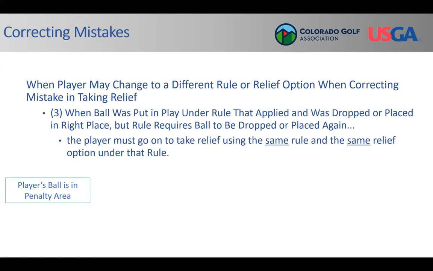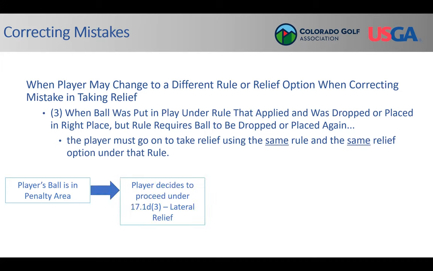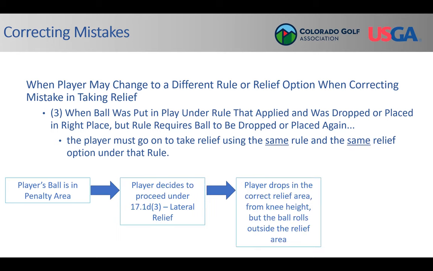See our last flowchart here, ball in the penalty area. We're going to decide to proceed under lateral relief. Player is going to drop that ball in the correct relief area. They're going to drop it from knee height, but the ball is just going to roll slightly outside the relief area. So we got the rule right. We got the relief option right. We dropped the ball from the right spot. We dropped the ball in the relief area. So we're meeting all these requirements of a good drop. But since the ball rolled outside the relief area, the rules are just going to tell you, hey, drop again. You got everything else right, just drop again. And in this case, we got to continue on with our lateral relief option from that penalty area and do our redrop.